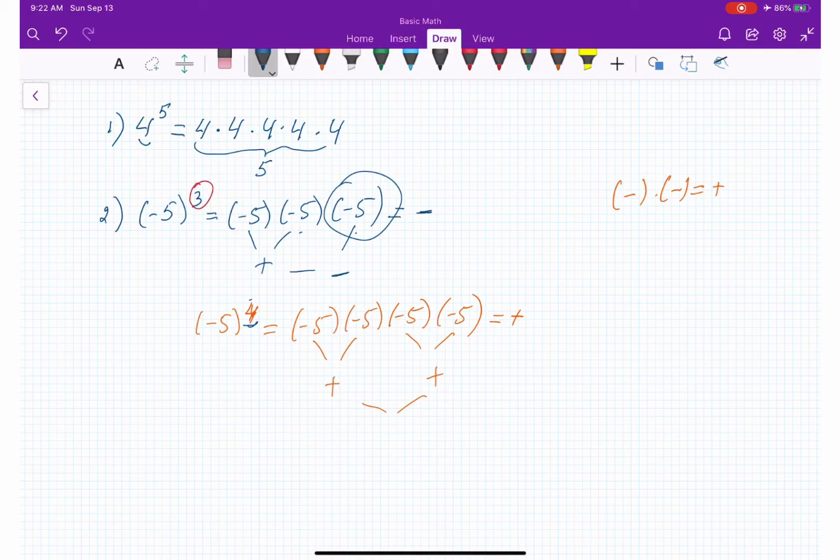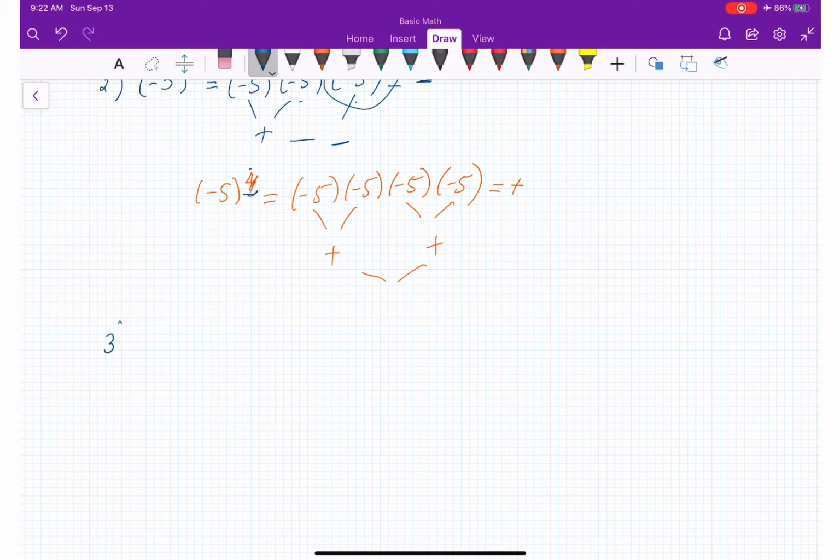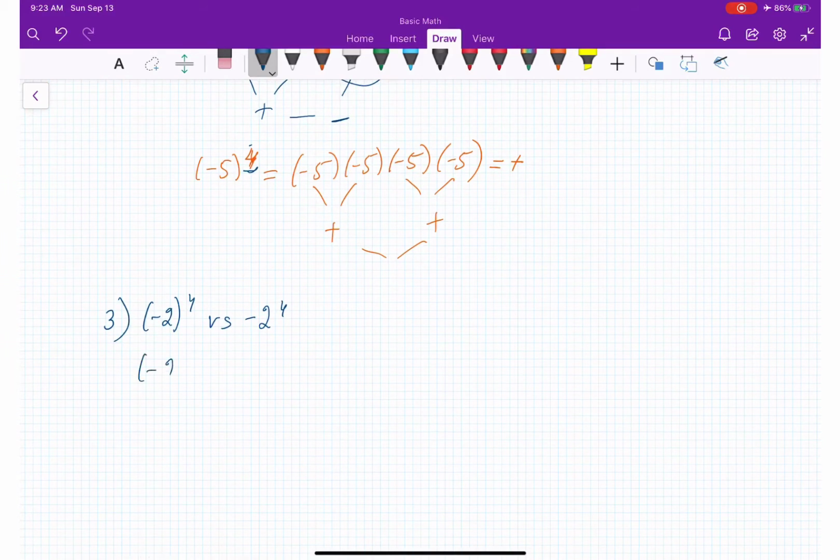Okay, next one. Question number 3. What's the difference between negative 2 to power 4 and negative 2 to power 4? Very easy. Negative 2 to power 4 meaning base is negative 2, which means negative 2 times negative 2 times negative 2 times negative 2. So the answer is going to be, this is 4, right? Positive 4. This is also positive 4. 4 times 4 is positive 16.